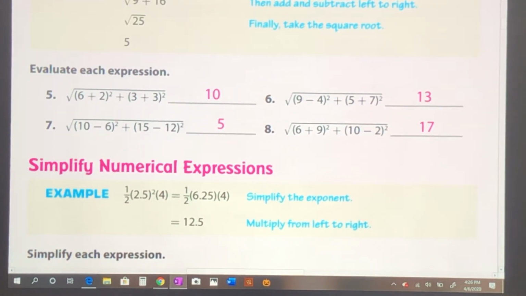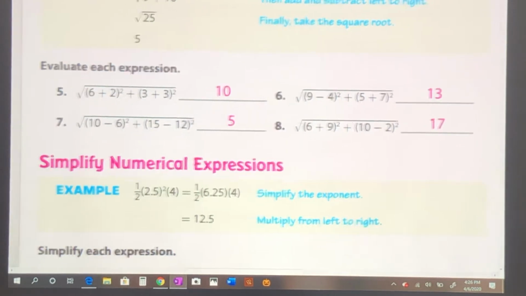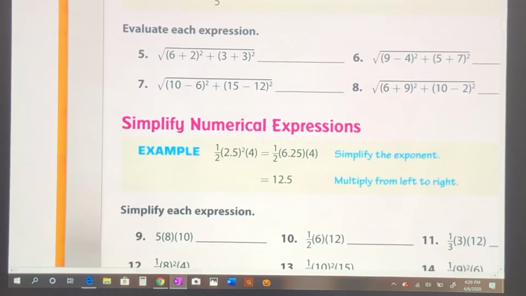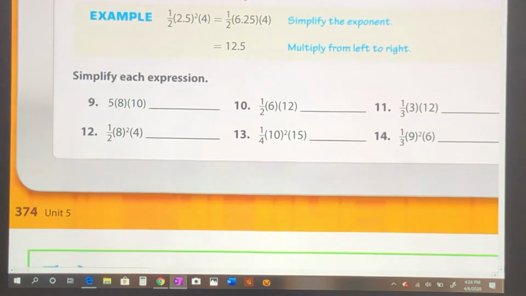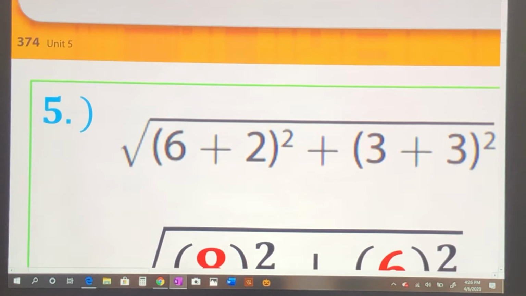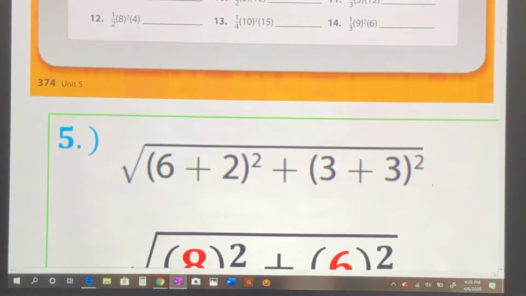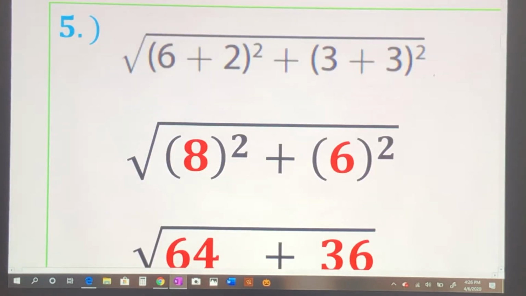Let's go over 5 through 8. Now, I painstakingly spent a lot of time on this. I had them handwritten, and I went, no, we need to type these in.